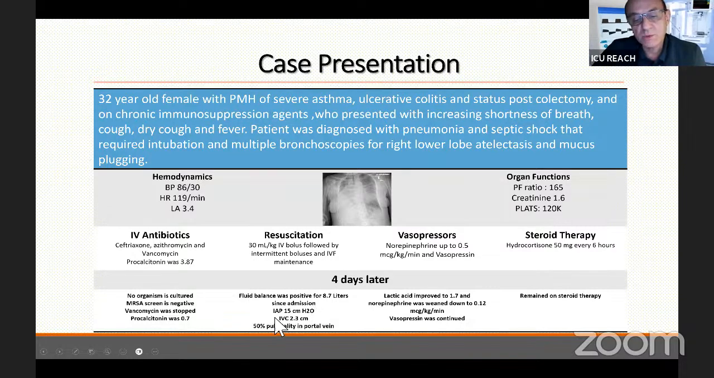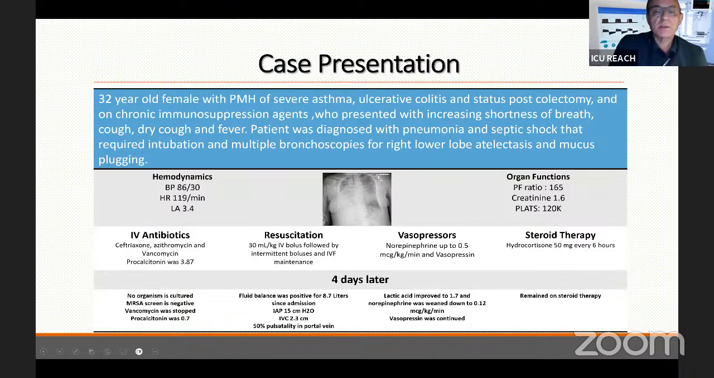Her IVC was 2.3 centimeters, and she had 50% pulsatility in the portal vein on the ultrasound. Lactic acid improved down to 1.7. Norepinephrine was weaned down to 0.12 microgram per kg per minute, and the vasopressin was continued. And she remained on steroid therapy.